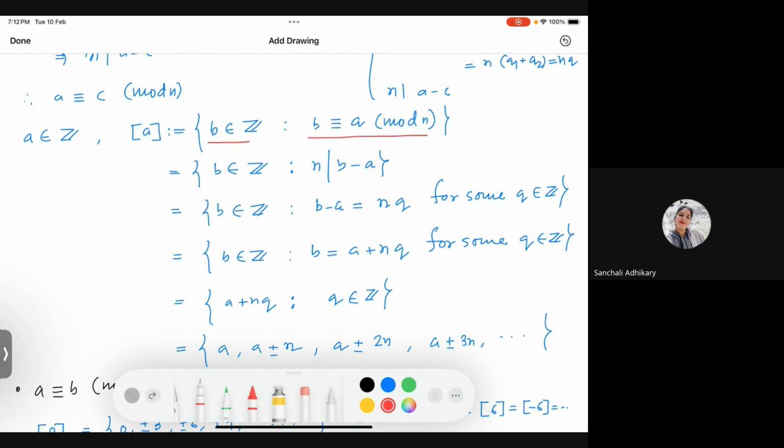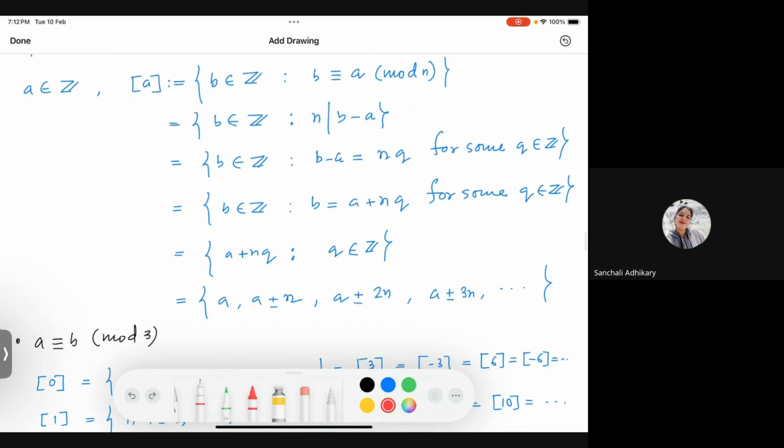Now, B belongs to Z such that N divides B minus A. It means B minus A equals N times Q for some Q belonging to Z. Now I can say B equals A plus NQ for some Q belonging to Z. So I can put the value of B as A plus NQ where Q belongs to Z.